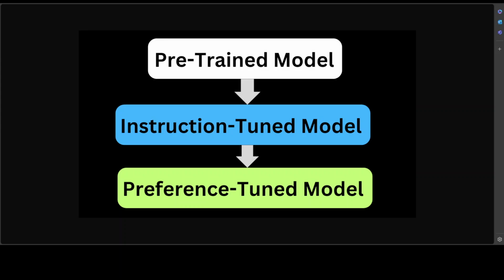And then finally comes the preference tuned model. This is fine tuned from an instruction tuned model. It is trained on a dataset with user preferences or feedback. Now let me show you a few examples and you will understand it better. Let's see the dataset for the pre-trained model.